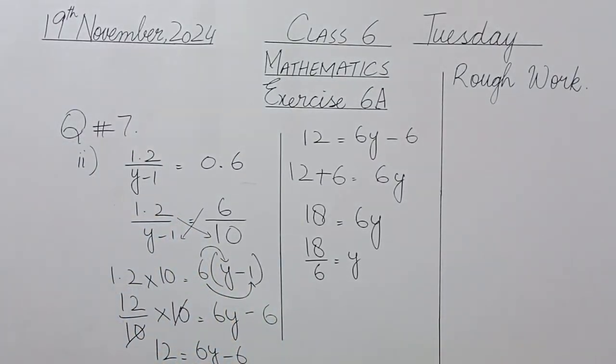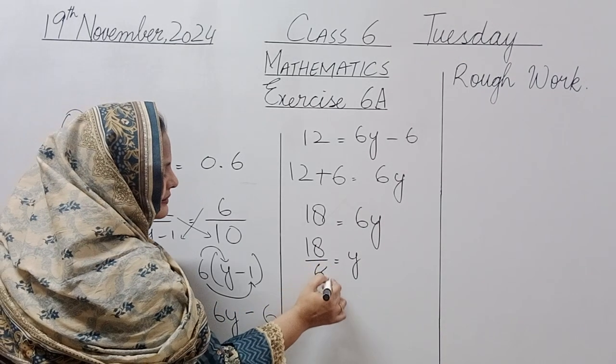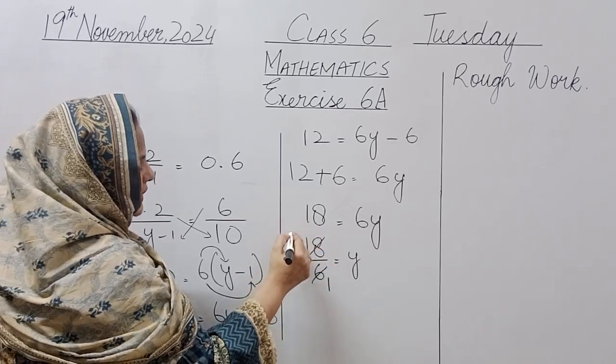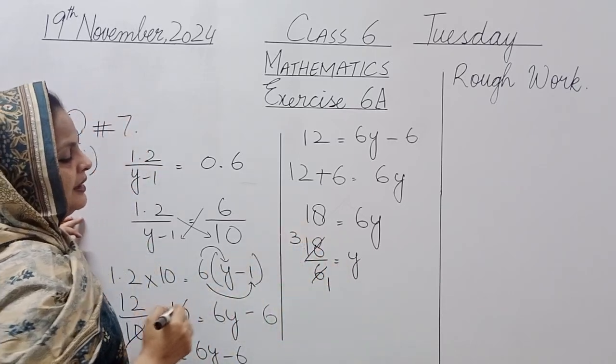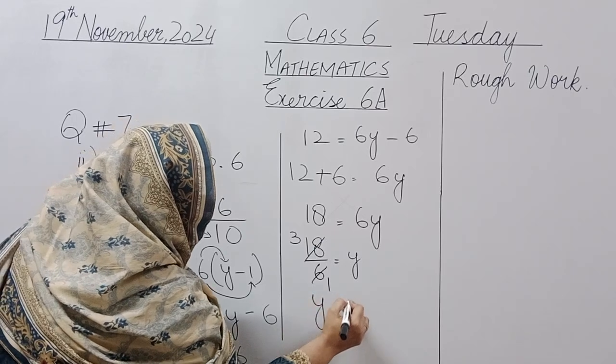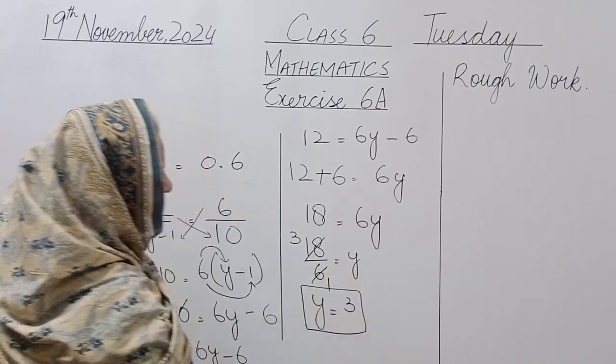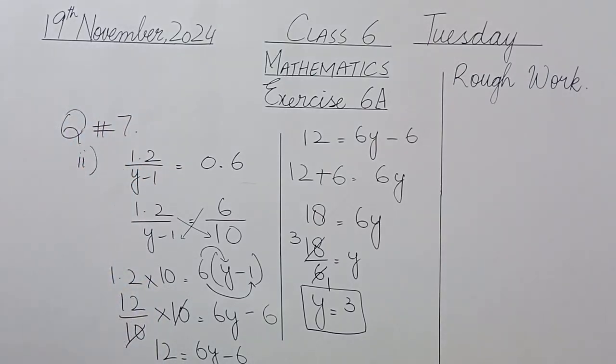Good. So what will be the answer when we divide 18 with 6? 6 1s are 6, and 6 3s are 18. Very good, Aima. So y is equal to 3. This is the answer. Now tell me how many of you solved this sum like that? Like the solution which I have done. So quite a good number.